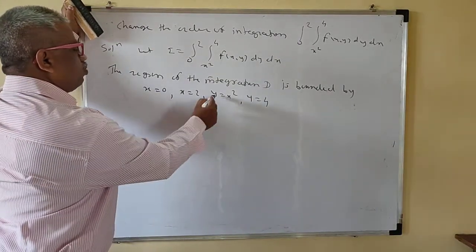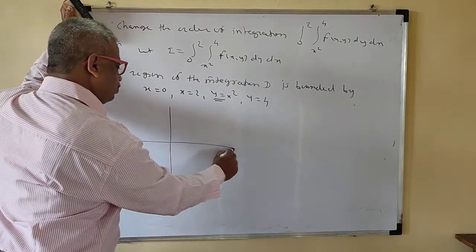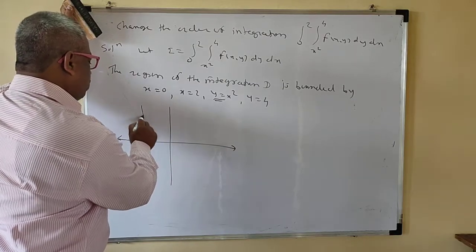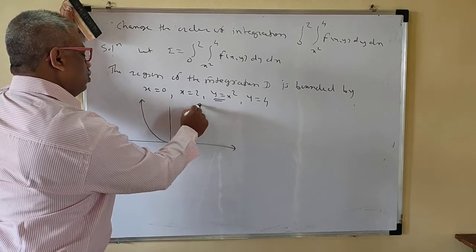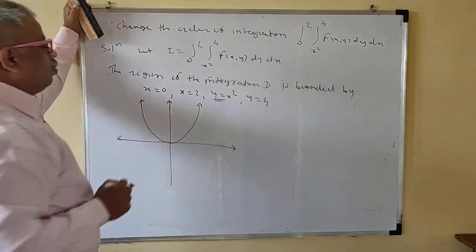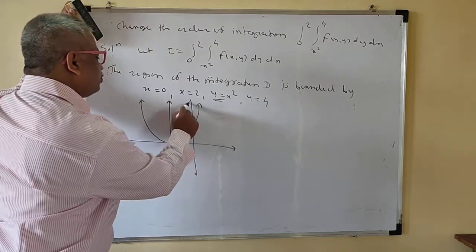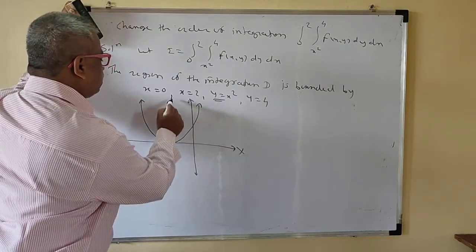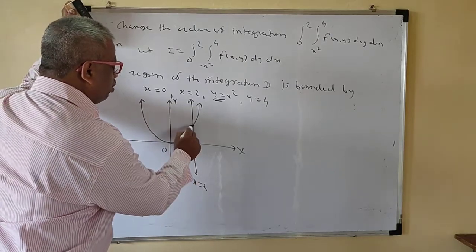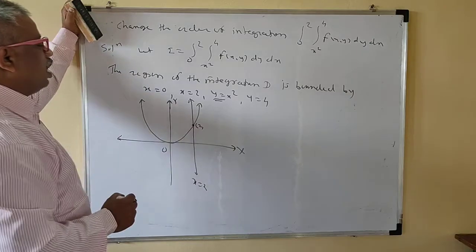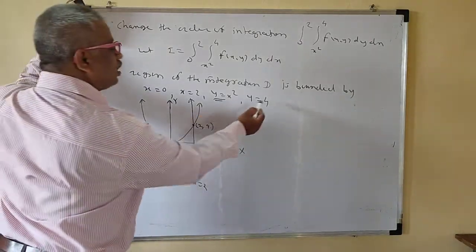Now we'll draw the figure. First we'll draw the parabola. So this will be your parabola. Now x is equal to 2. This is the x is equal to 2 line. I will write here x axis, y axis, and origin. I will write this point. This point is 2, and your y is 4. And then I have to draw the line y is equal to 4.